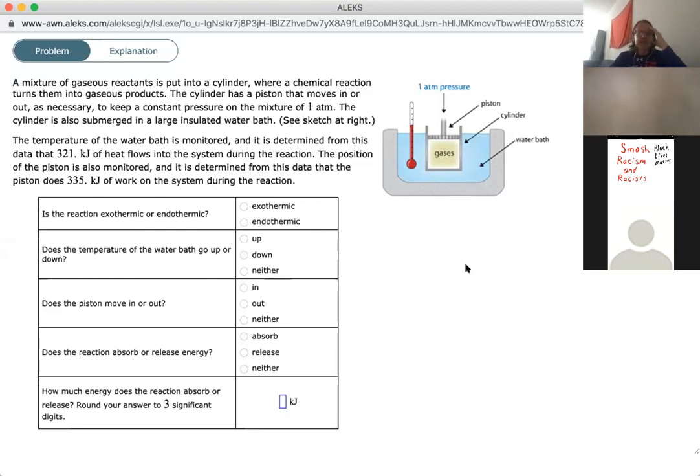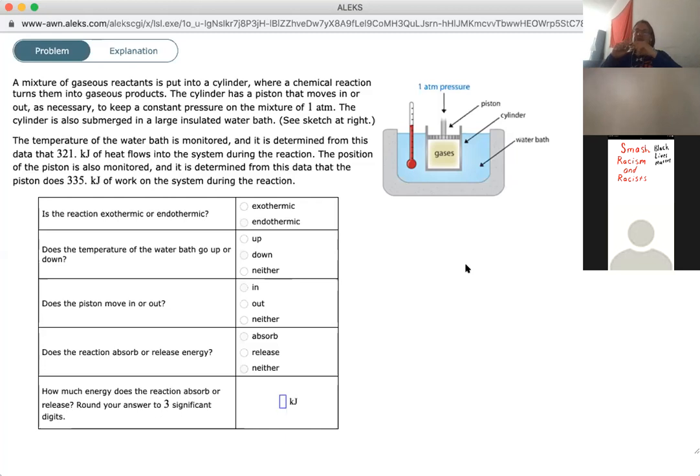The temperature of the water is monitored, and it's determined from this data that 321 kilojoules, kJ is kilojoules, of heat flows into the system during the reaction. Okay, the system is the gases. So be careful about this. The system is the gases. So when it says that 321 kilojoules of heat flows into the system, what they mean is it flowed into the gases. Now into means you're gaining. So in other words, the gases are gaining 321 kJ of energy. That's a positive change. When you gain something, that's positive.